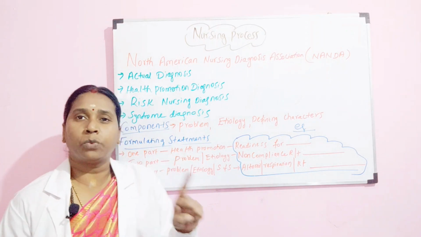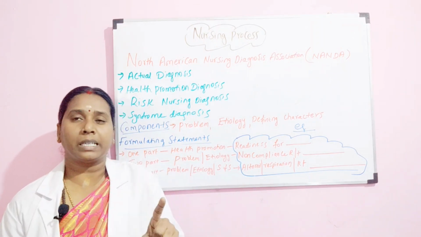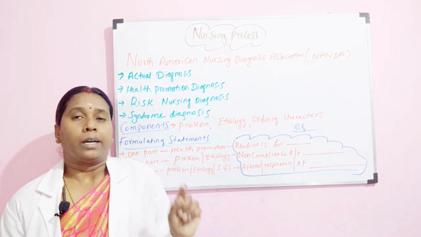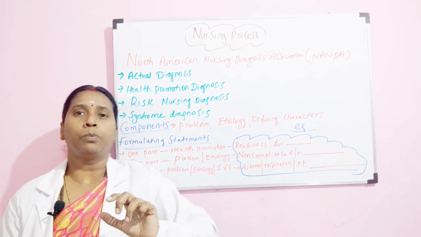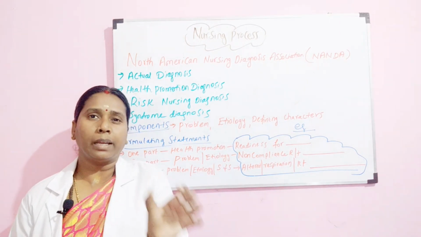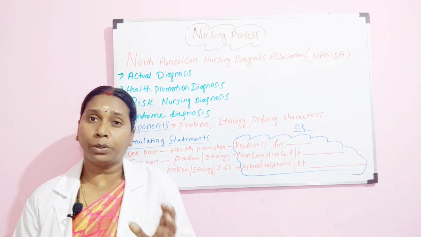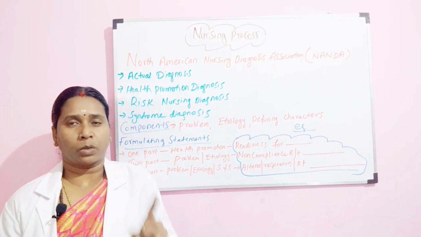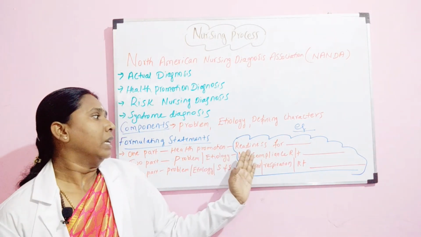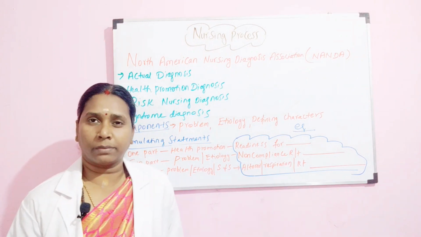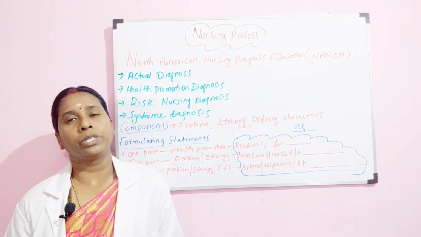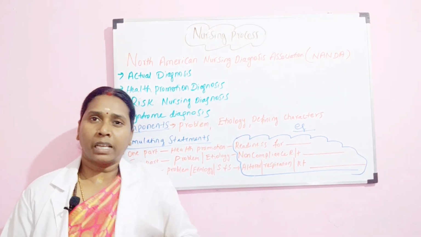So, what is a 1 part statement? In this 1 part statement you will have only health promotion aspects, that is, only factors to promote health. You will not have a problem and you will not have etiology; you will have only the "readiness for" part to write. Whenever you have a one problem statement, only one problem is there in the NANDA diagnosis. You will have the statement as readiness for, such as readiness for delivery, readiness for health promotion, readiness for self care.